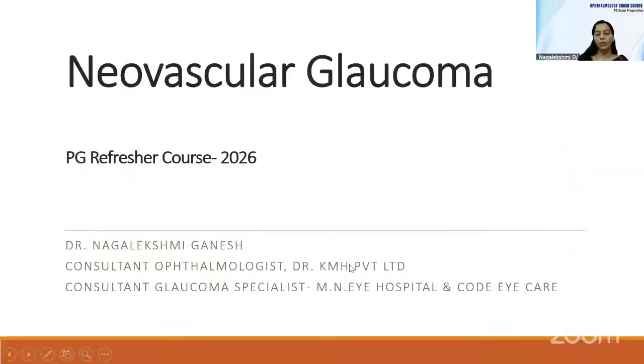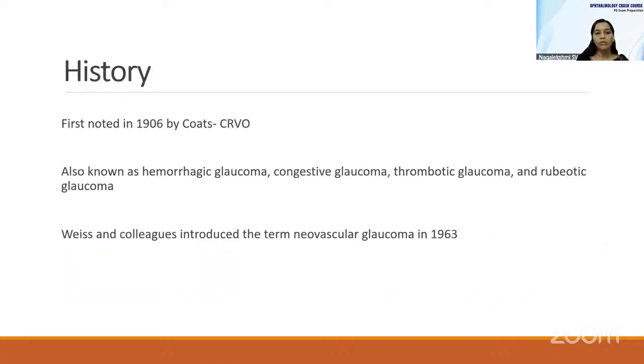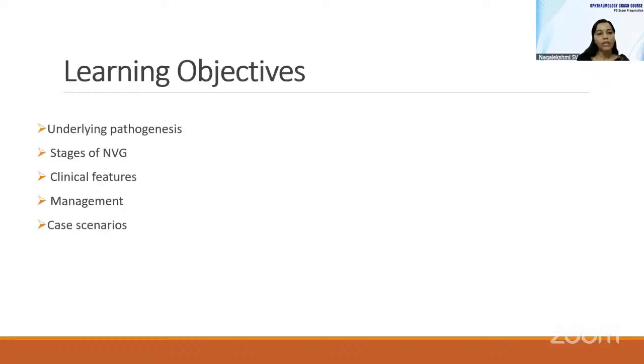So as we know, neovascular glaucoma is an important topic from both the exam point of view as well as for our routine practice. The history dates back to 1906 when it was first described by Coats in a case of central retinal vein occlusion. It is also known by other names like hemorrhagic glaucoma, congestive glaucoma, thrombotic glaucoma, and rubeotic glaucoma. The term, however, was coined in 1963 by Weiss and colleagues. We are going to quickly run through the underlying pathogenesis, the stages of neovascular glaucoma, clinical features, management, and look at a few case scenarios.